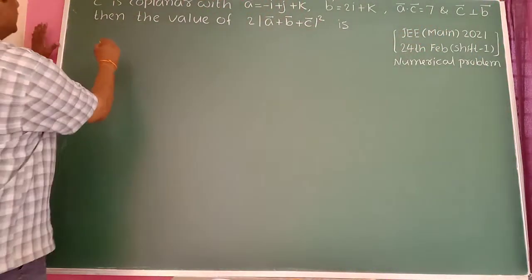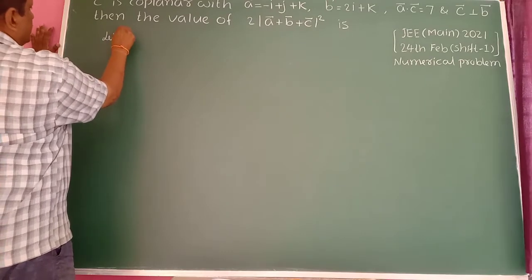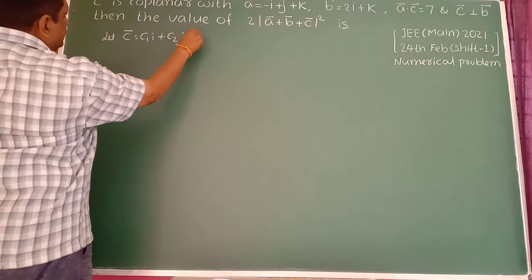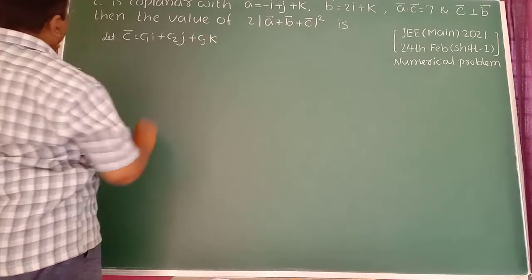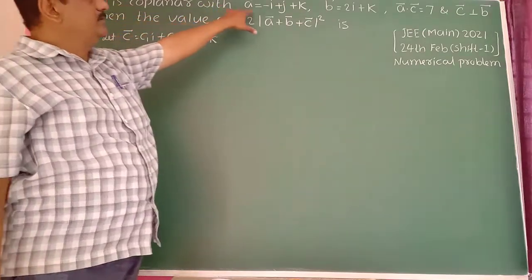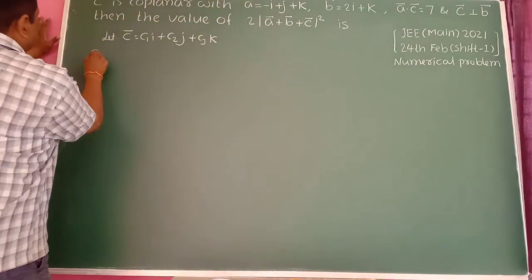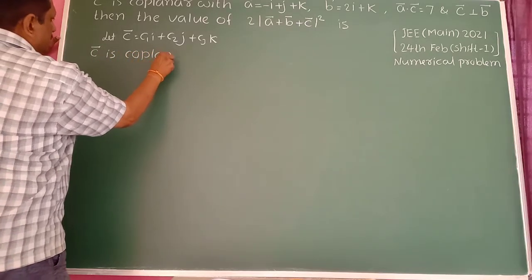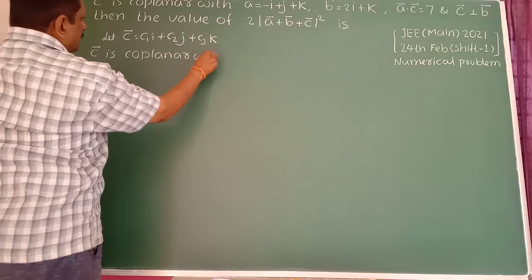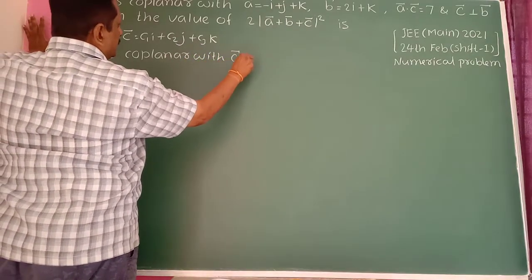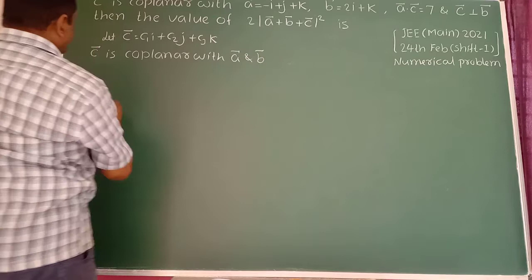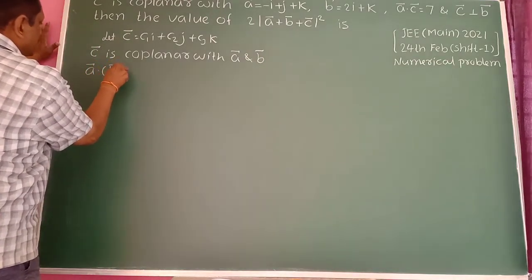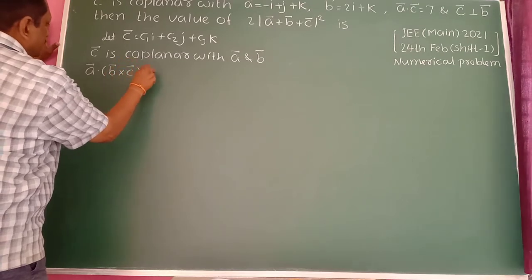Therefore, let us consider the vector C bar equal to C1 i plus C2 j plus C3 k. Here they given C bar is coplanar with vectors A bar and B bar. Therefore, A bar dot of B bar cross C bar is equal to 0.